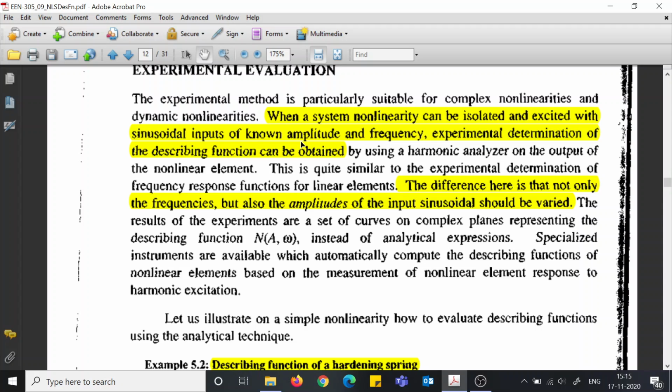The most important difference here is that at a particular frequency we also have to vary the amplitudes of the input sinusoid. In the linear case we could give a unit sinusoid and simply keep on varying the frequency. But here at each frequency we have to also check for different amplitudes.